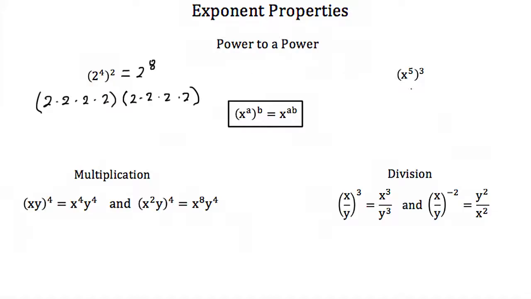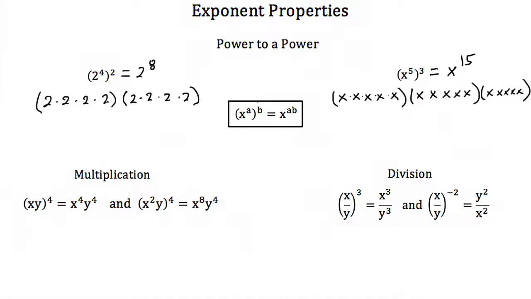Let's try this with the variables. Here I have x to the 5th. So 5 x's multiplied together, but I cube it, so I have to do this all over again 2 more times. And what I'm left with here is 15 x's. So this would be x to the 15th.